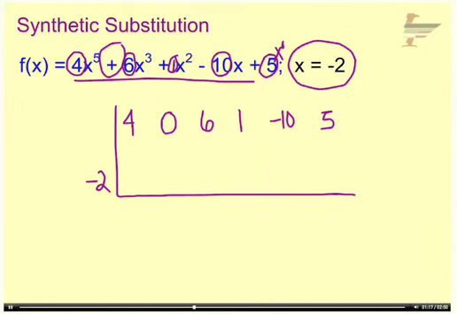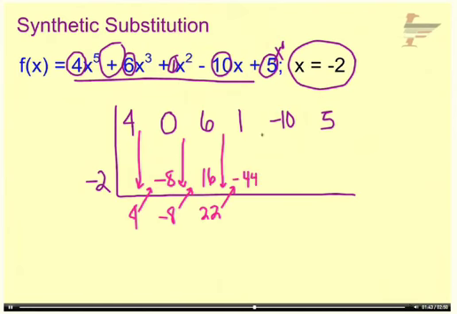So here's what we do. We start out by just adding down. 4 plus the nothing is just a 4. Now we're going to multiply 4 times negative 2, and our answer is going to come up here as a negative 8. Then we just add down. 0 plus negative 8 is negative 8. Negative 8 times negative 2 is a positive 16. Add down. 16 plus 6, 22. 22 times negative 2 is a negative 44. Add down, and we get a negative 43.